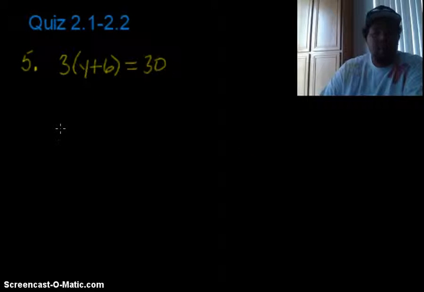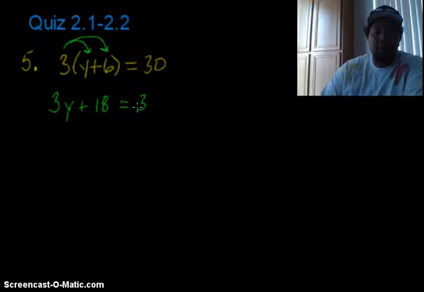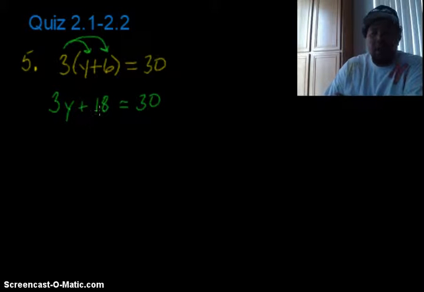Okay, so now getting into a multi-step equation. This one we're going to simplify first by using the distributive property because we have this 3 on the outside of the parentheses. So you have to make sure that you are doing the distributive property correctly, which is multiplying this 3 times both of these terms. So you should have gotten 3y plus 18 equals 30. So doing that will give us our two-step equation that we're used to seeing.